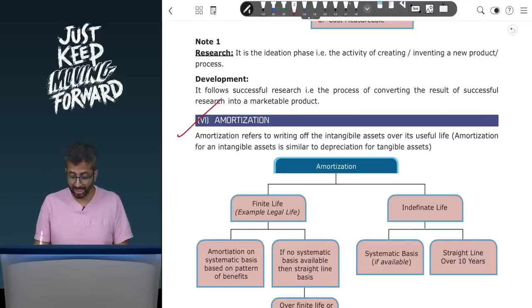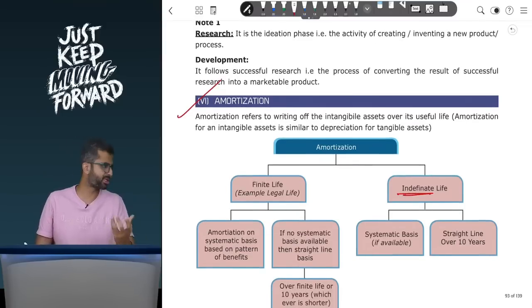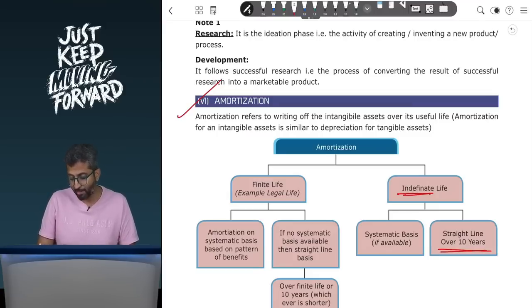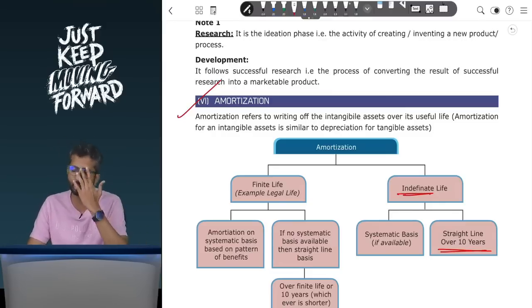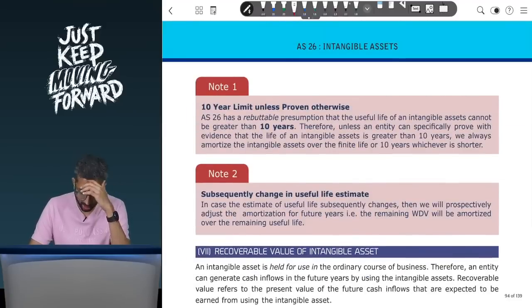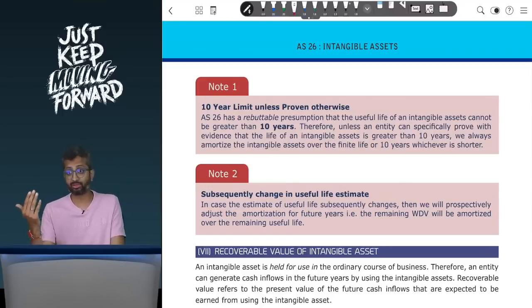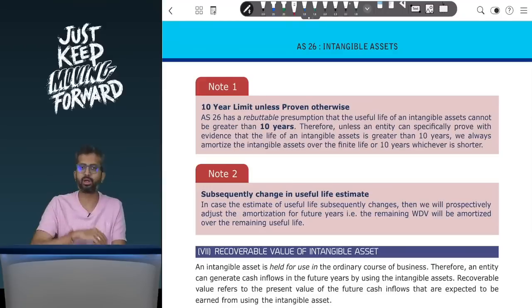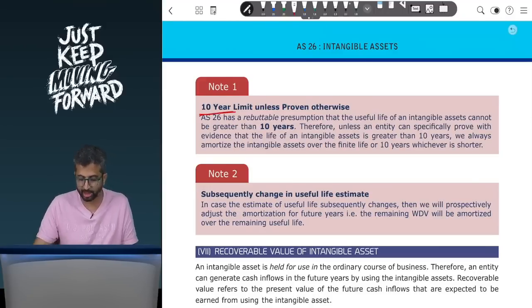But what if intangibles have an indefinite life, like a trademark? In that case the standard says that if you have a systematic basis, you use that. If not, you will amortize it over 10 years on a straight line basis. If you want to cross the 10-year limit, you need to have reasons why the benefit is going to spread beyond 10 years. A legal life beyond 10 years can be strong evidence, but if there is no evidence, then you will have to amortize it over the 10-year period only.